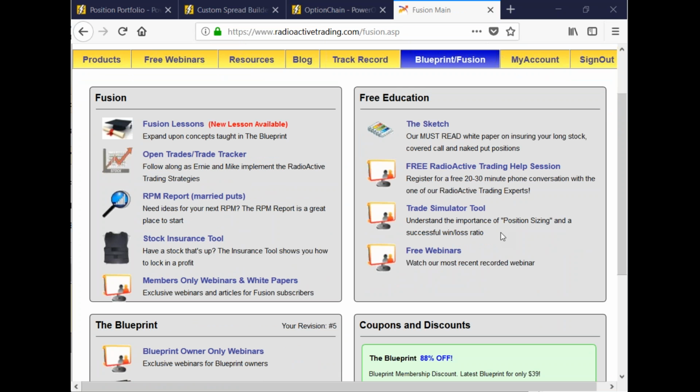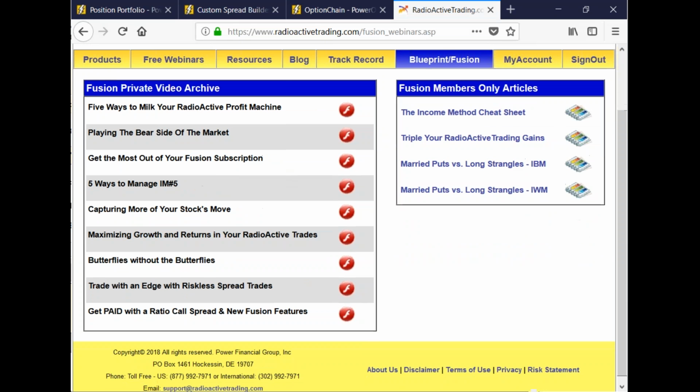Now, if you're a Fusion subscriber, you're a member of the Fusion service, what you could do here is just click on the section for members only webinars and white papers. And that'll take you to a variety of members only webinars, 5 ways to milk your radioactive profit machine, playing the bear side of the market, 5 ways to manage income method number 5. But over here in the members only section, you have the income method cheat sheet, triple your radioactive gains, and 2 other examples of married puts versus long strangles.